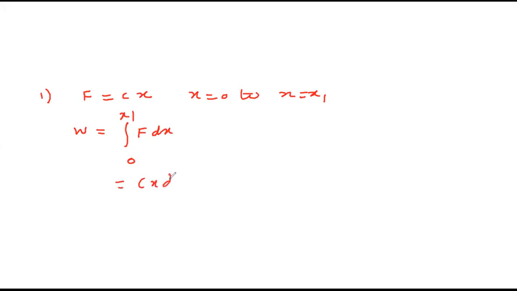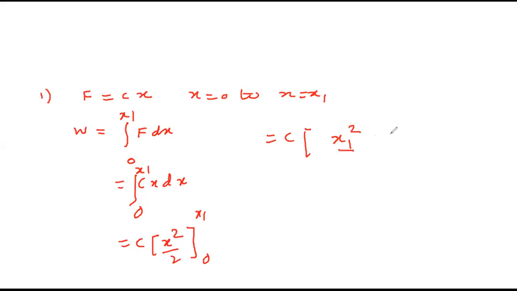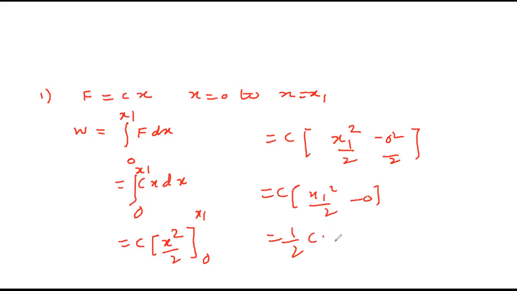That means Cx dx from 0 to x1. C is constant, the integration of x is x square by 2, so C times x1 square upon 2 minus 0 square upon 2. This will become C x1 square upon 2 minus 0. So half C x1 square, that option is P. Any doubt in understanding?